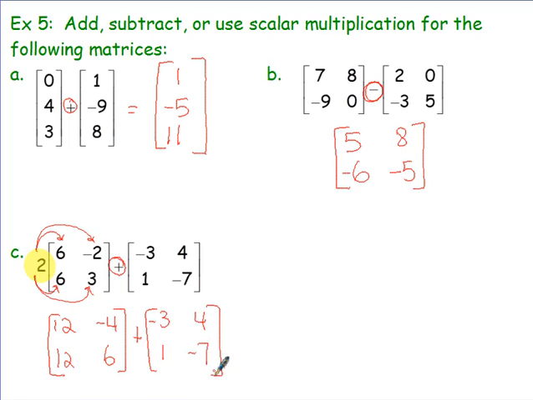And now what kind of problem is it? Well, now, again, it's an addition problem. Add your positions. 12 plus -3 is 9. -4 plus +4 is 0. 12 plus 1 is 13. And 6 plus -7 is -1. What do we think about adding and subtracting? Pretty easy? All right, turn the page and let's talk about the next examples.